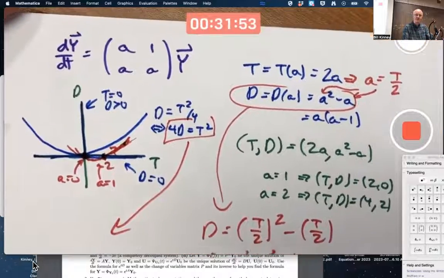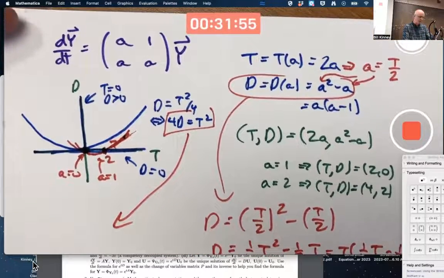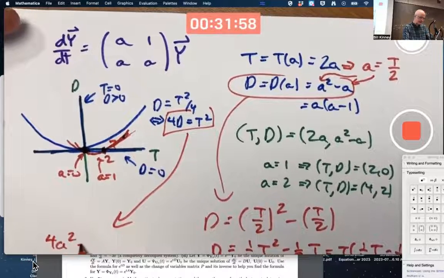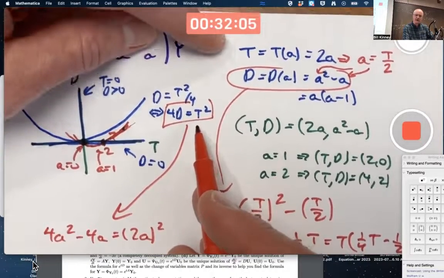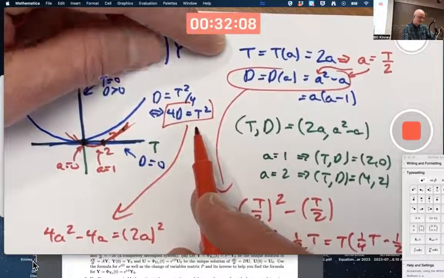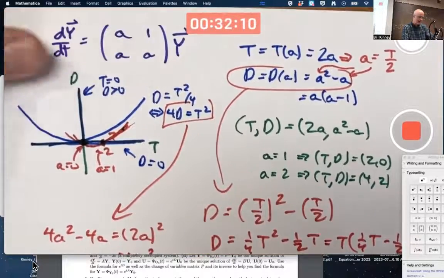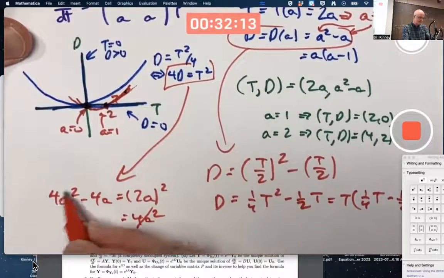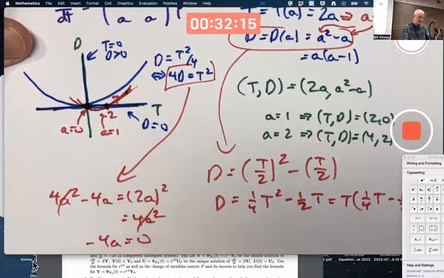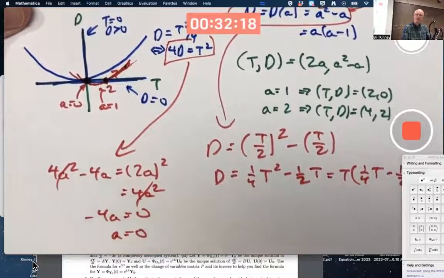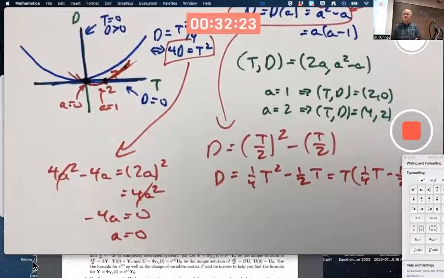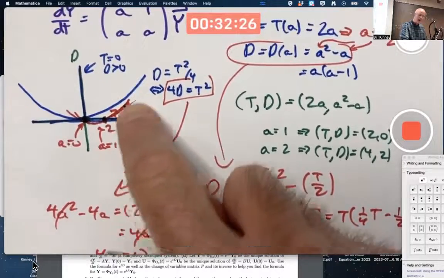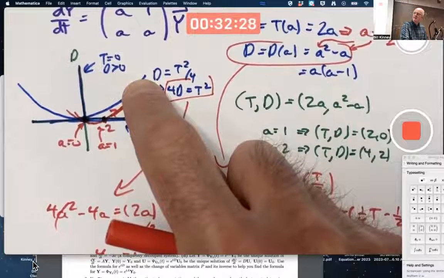A does have to be a real number here. So we get 4d, it would be 4a squared minus 4a equals t squared, that would be 2a squared. All I'm doing is taking that equation and plugging in how t and d depend on a. And this is ultimately telling us that the only time it crosses the repeated root parabola is when a is 0. So the only bifurcation values are 0 and 1. If it were a curve that did cross again, you'd have to figure out when it crosses again.